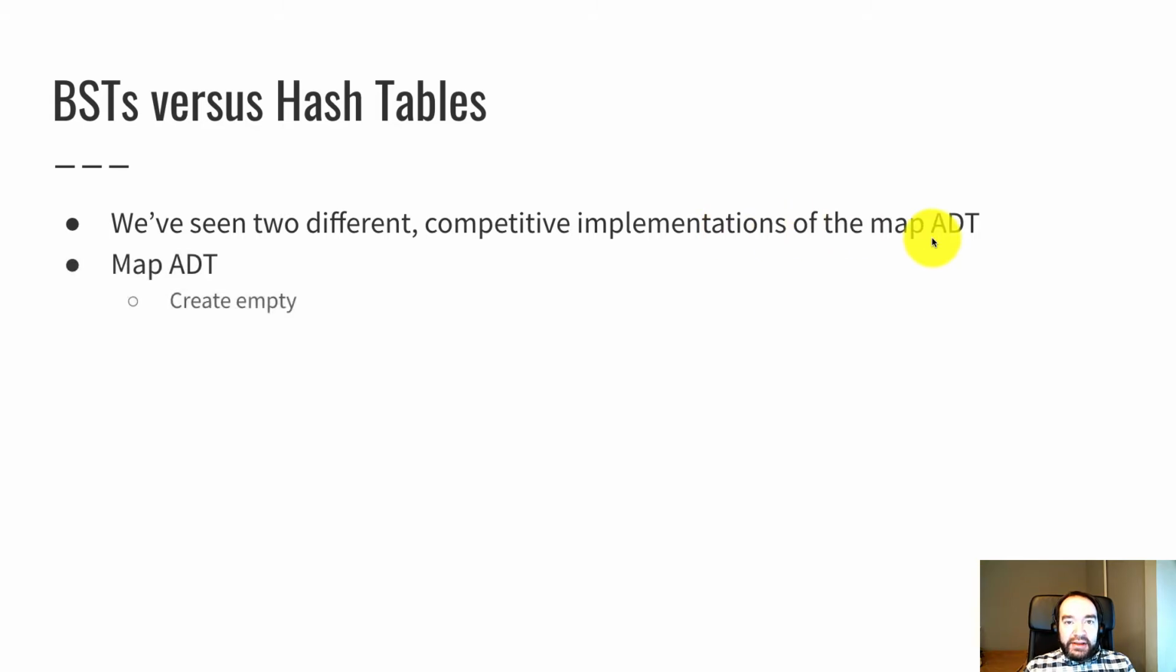Remember, the map abstract data type has the following major operations. You can create an empty one, you can search for a key and get a Boolean if it exists, that's contains. You can find a key, find the pair holding a key. You can insert a pair, or you can erase a key.